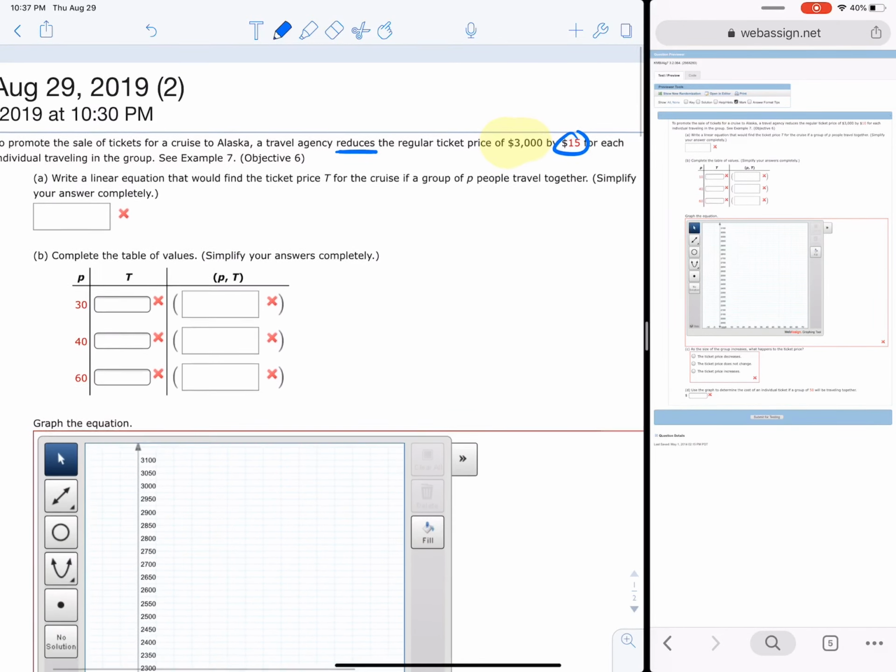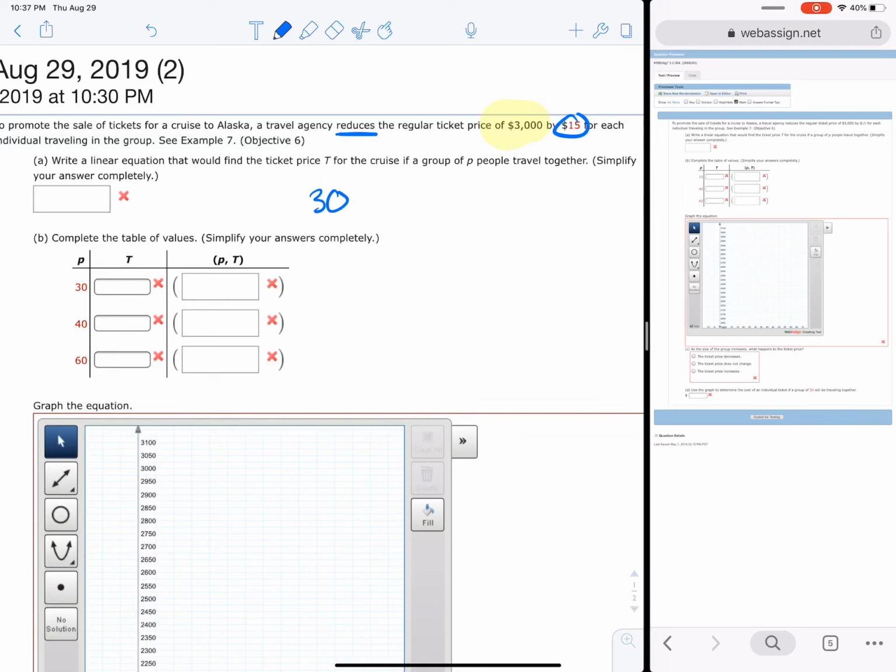All right? So $3,000. That's the original price of a ticket if nobody goes. But for each person that comes, they're going to reduce the ticket price. So we're going to subtract how much? $15 per person, so times P. But this is a linear equation, so I need to say this is equal to something. What's the other missing variable? T, ticket price. So that's how you do that.